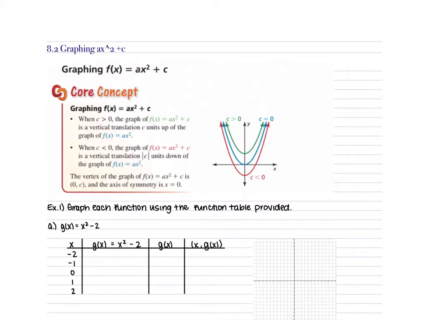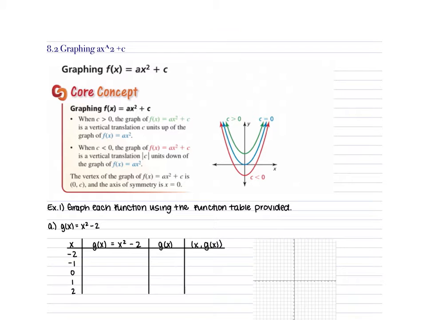8.2 goes over graphing functions in the form of ax squared plus c. With this c value, it's going to be after that a times x squared, so that variable raised to the second power. And it just means that you have a transition up or down from the original point of your vertex, which is normally 0, 0. So again, that plus a number just means it goes up. That vertex is going to be going up that many times, or the minus a number after the x squared is going to just mean that it goes down that many times.